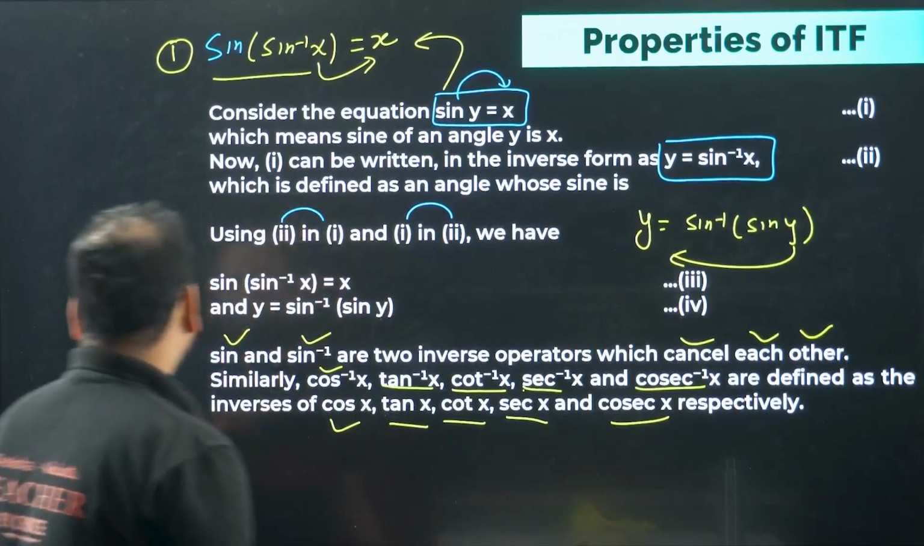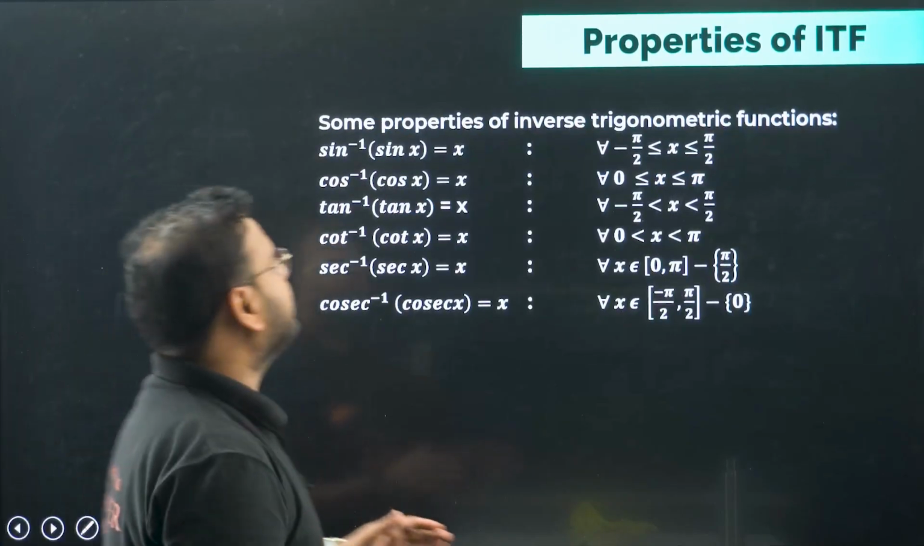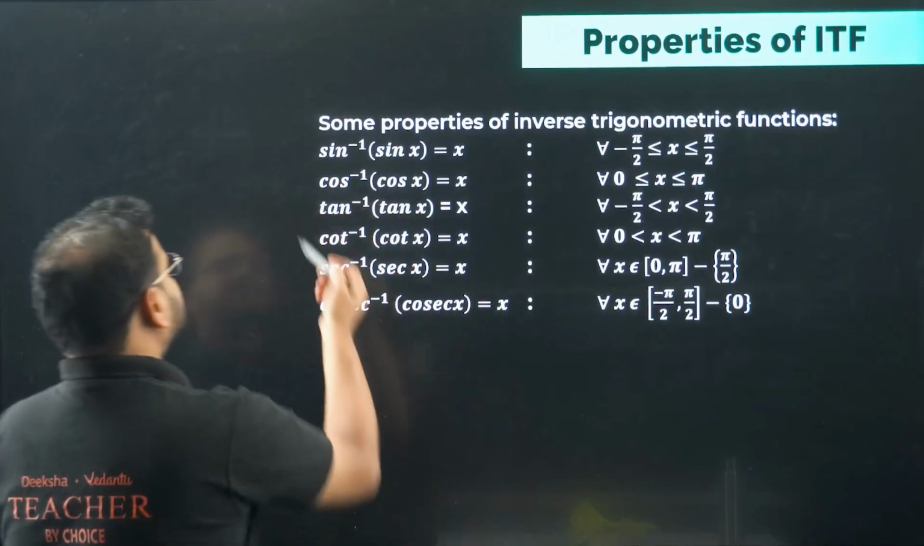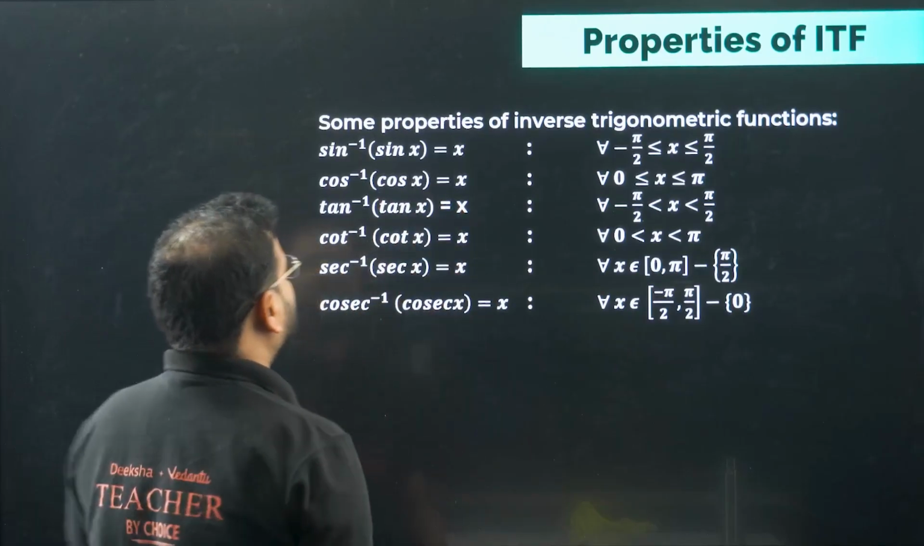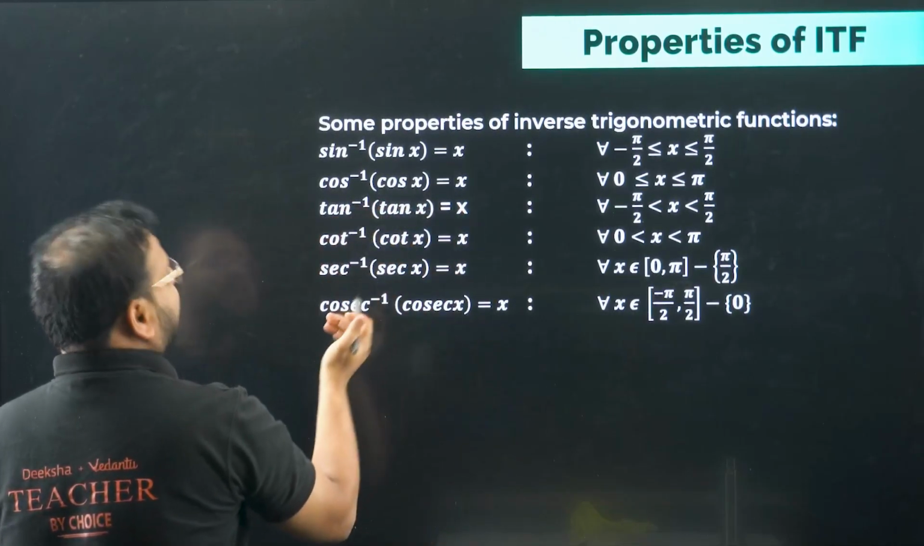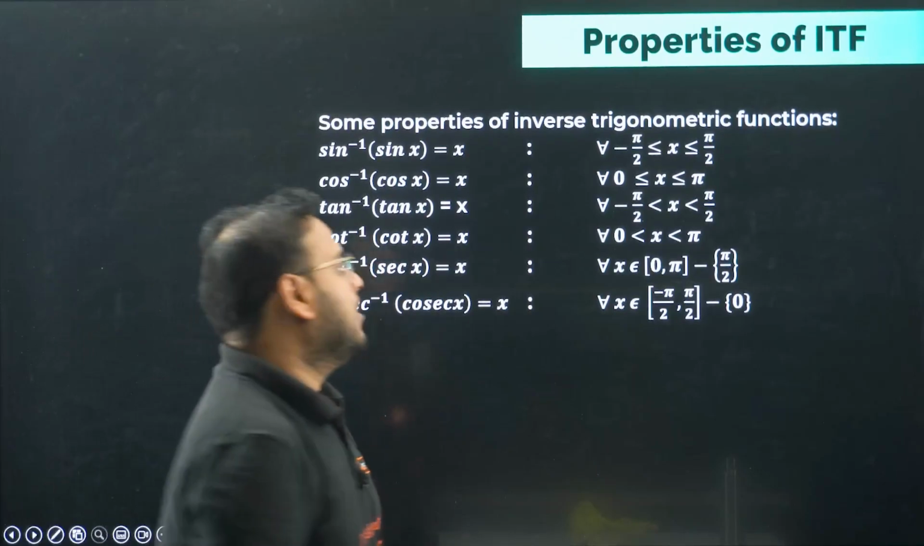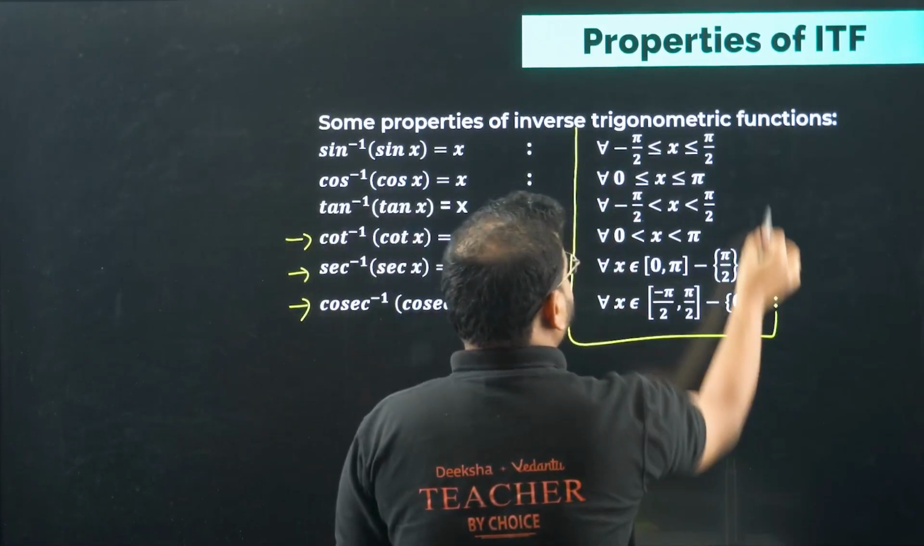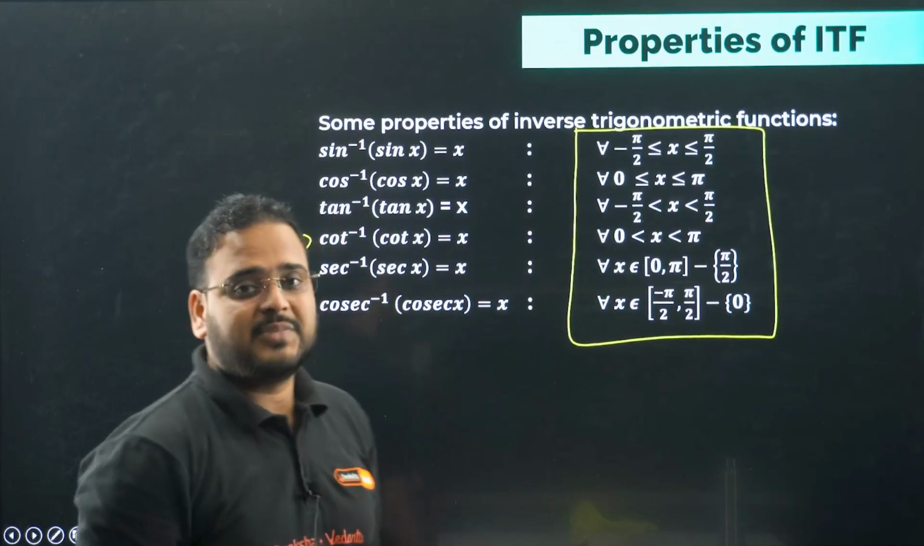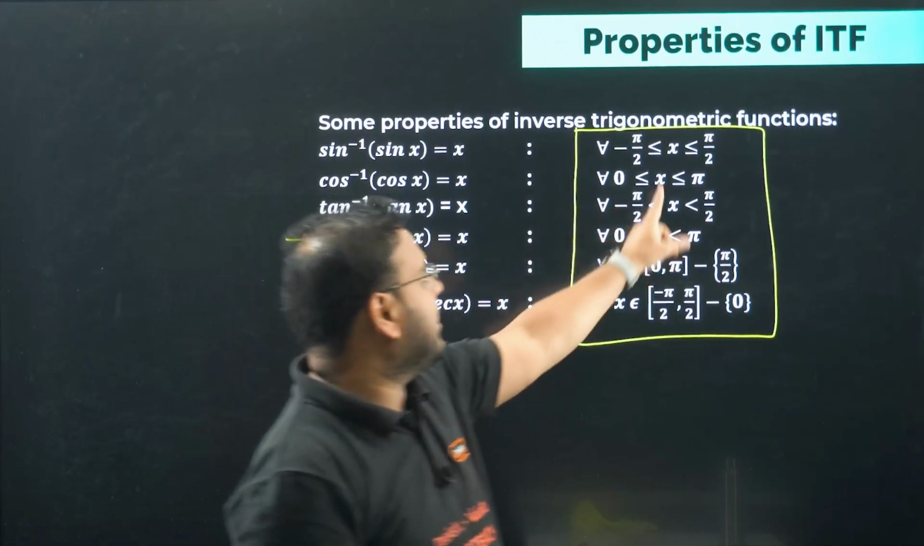Okay, moving on. Now some properties to be listed over here. The same thing is written over here, please check. Sine inverse of sine x is x, cos inverse of cos x is again x, tan inverse of tan x is again x, and likewise for cot inverse, sec inverse and cosec inverse as well. What is this? Their domains. Please check, what are the domains?